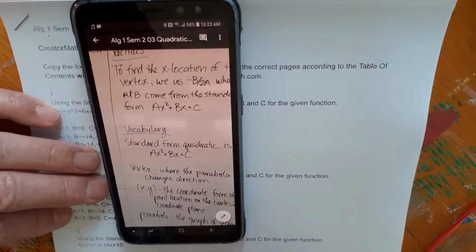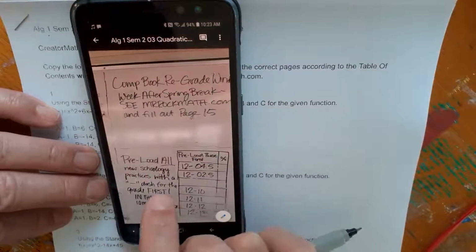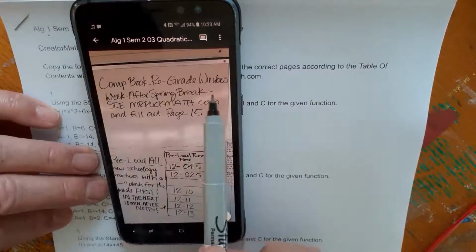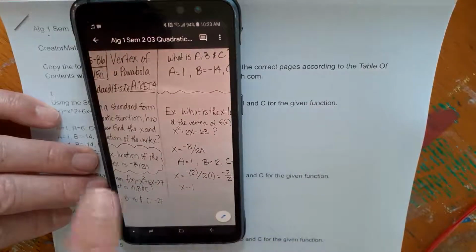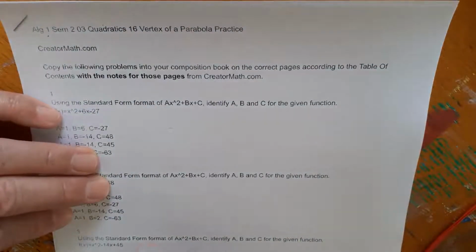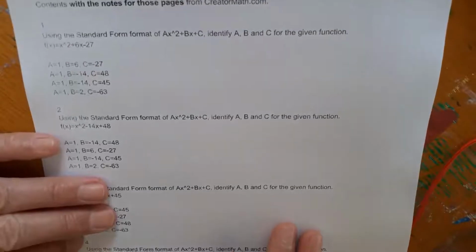There's some vocabulary here about standard form quadratic equation, about the vertex, about a coordinate location, about a parabola, spelled parabola, but pronounced parabola. Comp book, just some other notes about grading. That was from the time it was written on the board, all right? So you're copying that onto your comp book first, then you're going to these things and you're working this out. All right, so let's do the first one.